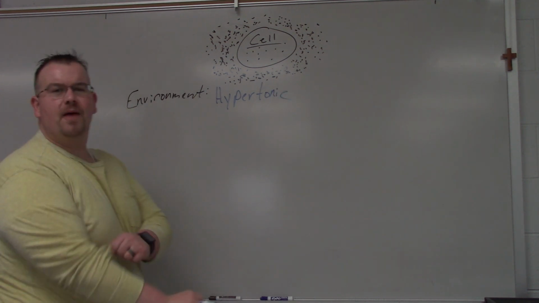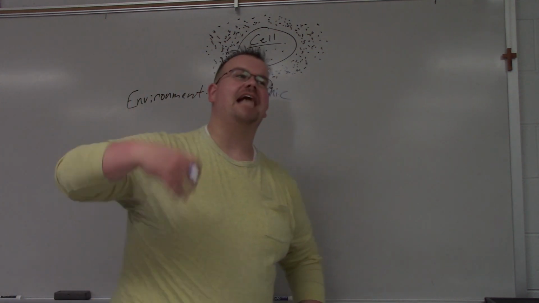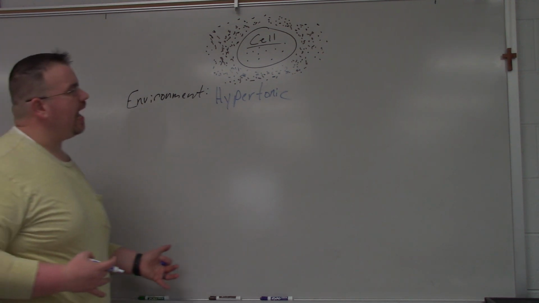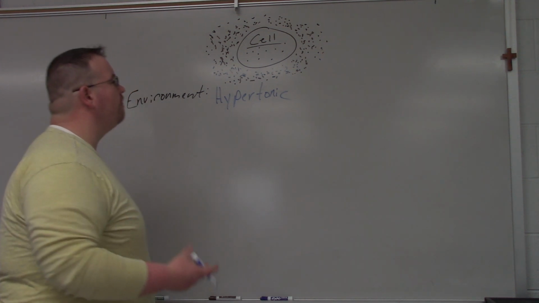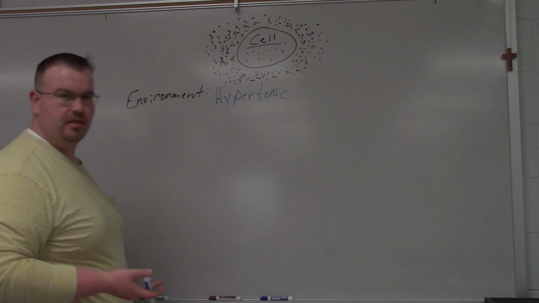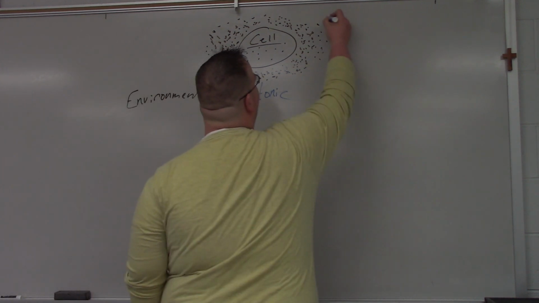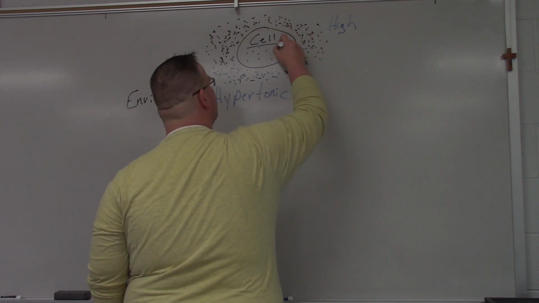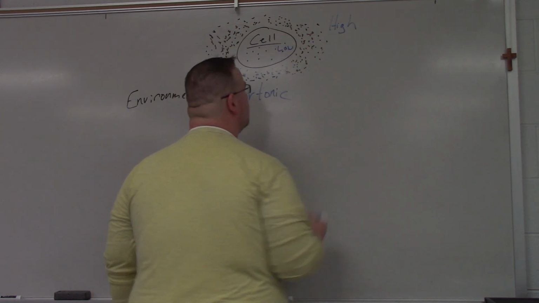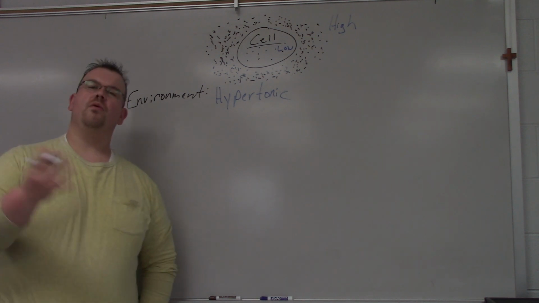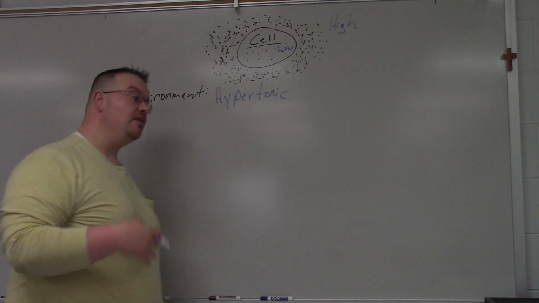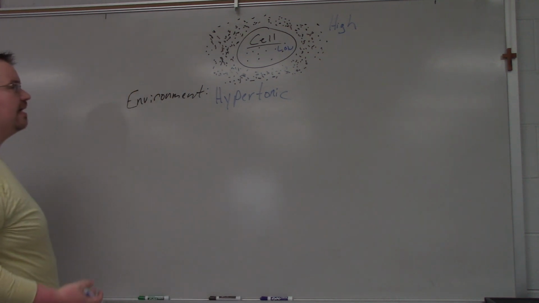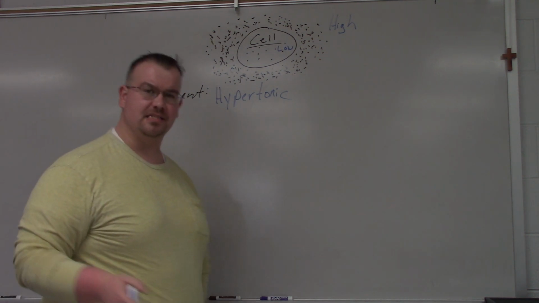So far, everybody's done really well with picking out the type of environment. How do I know this is a hypertonic environment? It's based on the concentration. On the outside is a high concentration, and on the inside of the cell is a low concentration. How do I determine that? I have tons more solutes on the outside of the cell than I do on the inside of the cell.